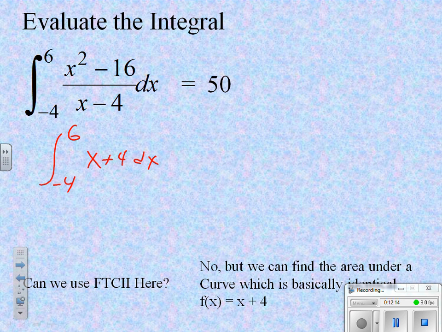And you can, of course, do that as a geometry problem. I think you're looking at a trapezoid. Or you can go with 1/2 x squared plus 4x from -4 to 6. So it can be done. You can get away with integrating over a removable discontinuity. A vertical asymptote, you're not going to get away with that.